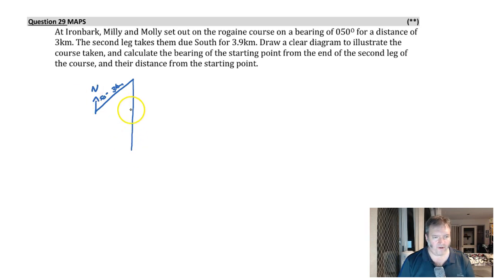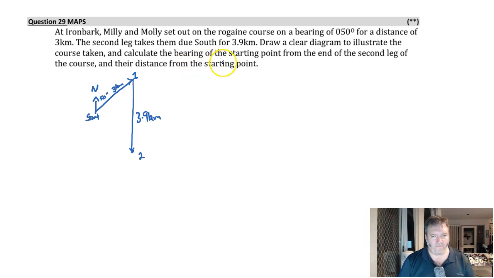So south, opposite direction to north. So that was leg 1. Second leg, 3.9 kilometres. Perhaps I drew that a little bit long, it doesn't really matter. Draw a diagram to illustrate the course taken. Yeah, well, that's okay. So let's call this start. That's station 1, end of the first leg. Station 2, end of the second leg.